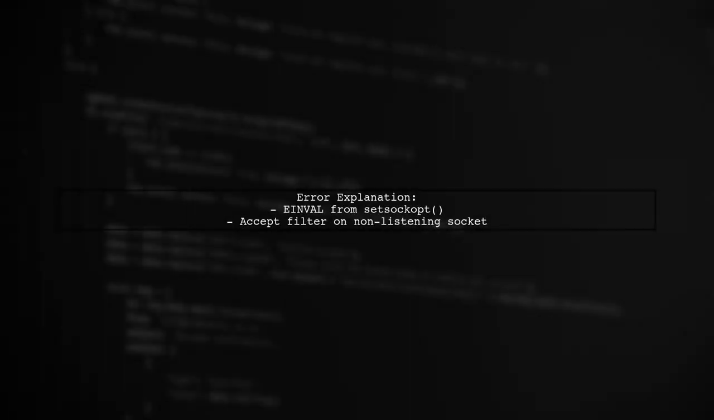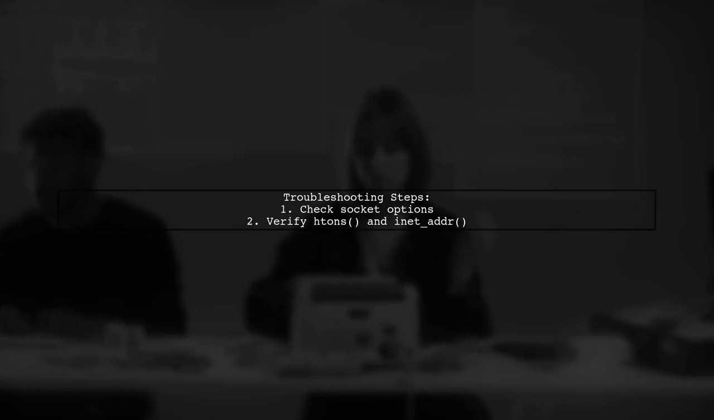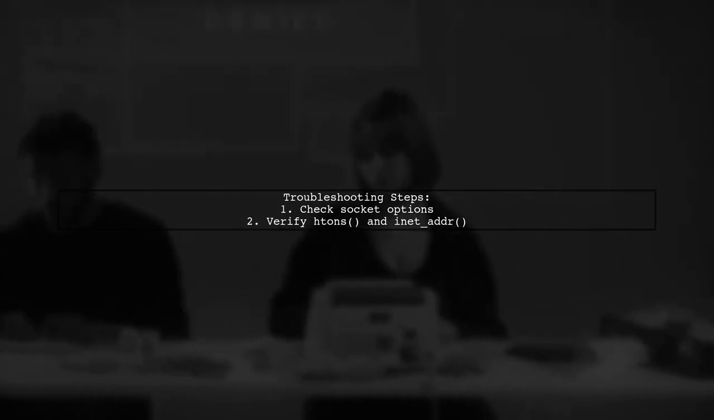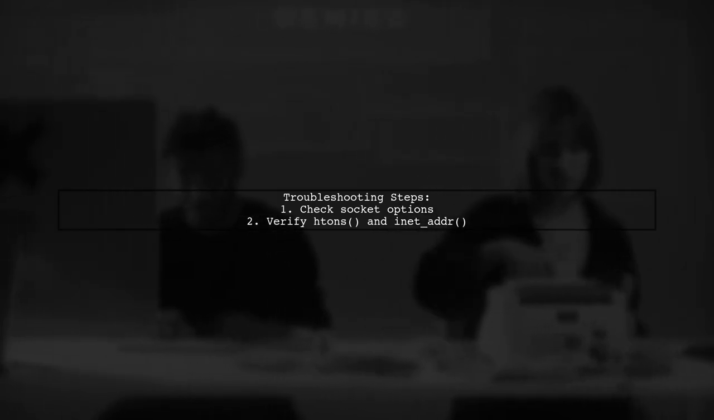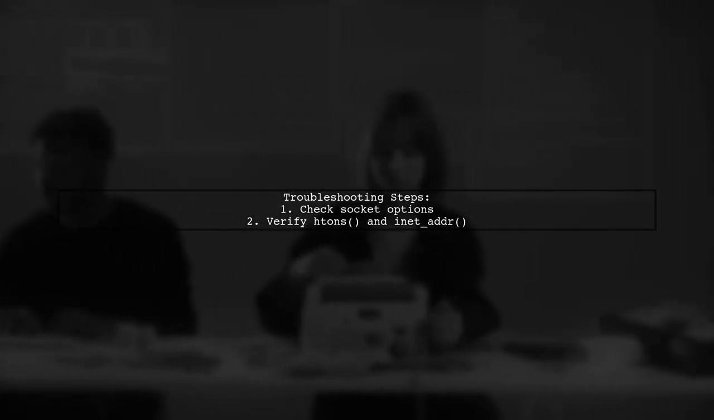The issue with SCTP ConnectX returning EINVAL on FreeBSD is likely due to a problem with setsockopt. This error indicates that an accept filter was attempted on a non-listening socket. To resolve this, first check your socket options to ensure they are correct for your listener socket. Also, verify the functions htons and inet_addr for any errors.